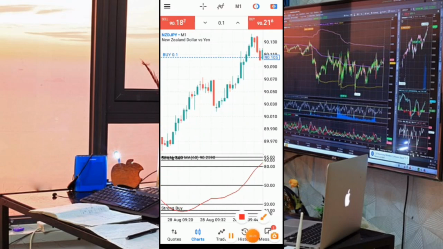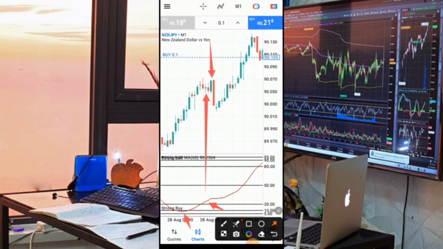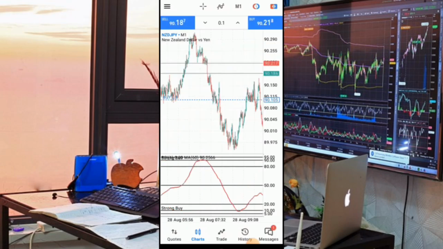As you can see, over here price did hit the 10 line level, and then price came to close above the 20 line level, and then you're just going to go up and look for a bullish engulfing candle. As you can see, we had a bullish engulfing candle over here. So that is how we place our entry. That is how simple this one is, my dear friends.